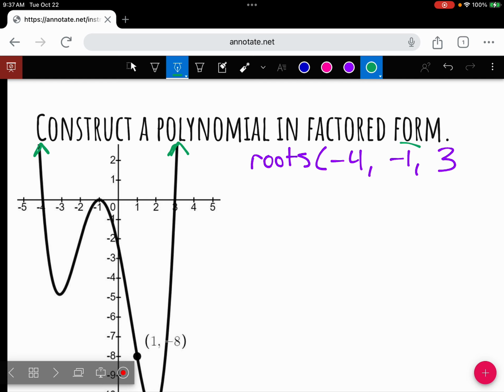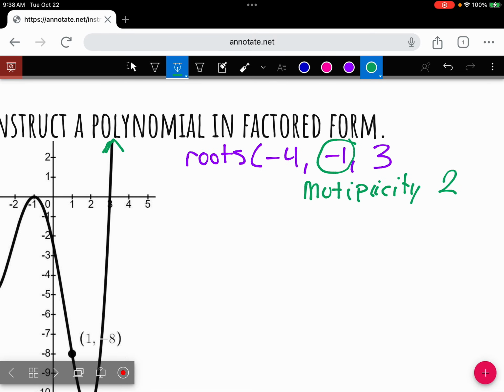The -1. Why? It's got a multiplicity of what? Of 2. Because it's a bounce root. That's how we know it's a multiplicity. It's bouncing back off my x-axis.